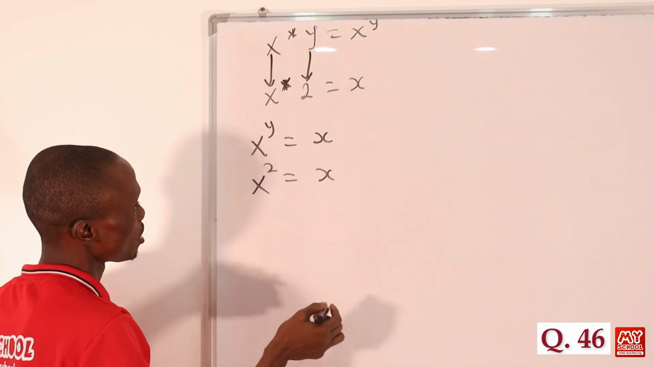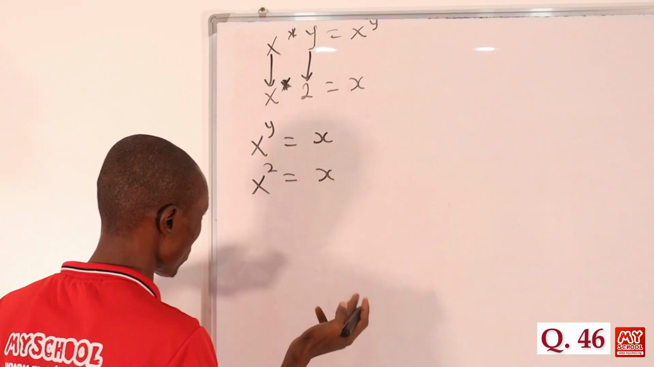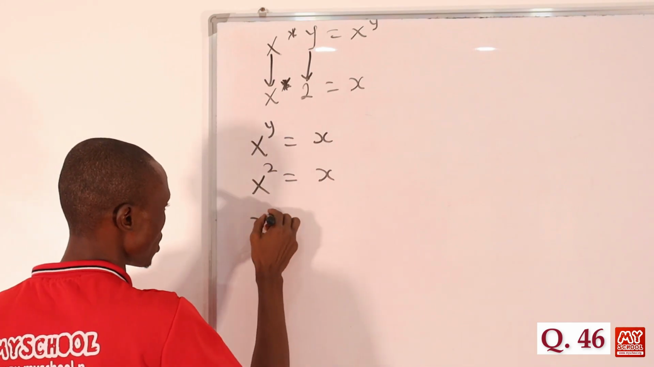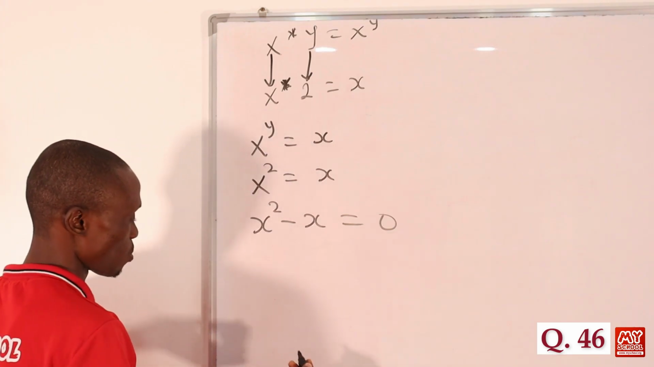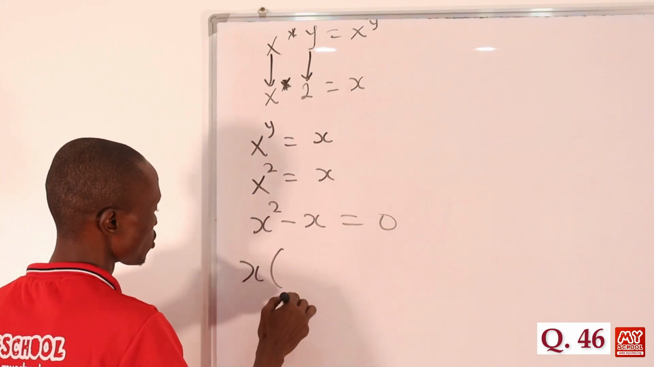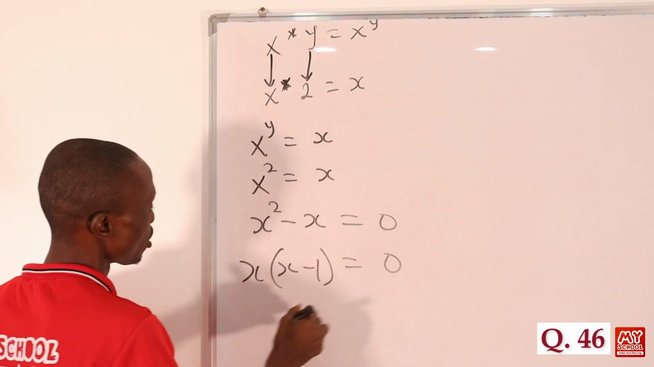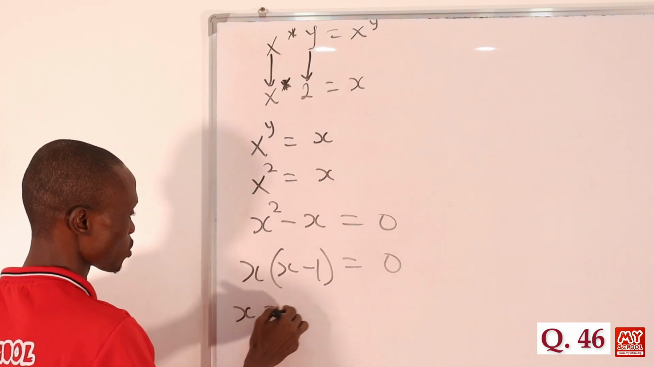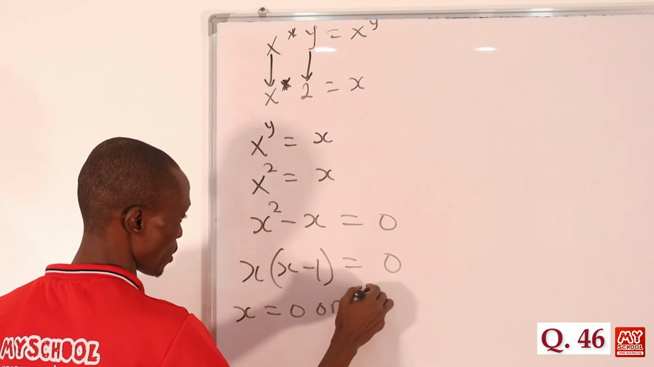We can rearrange this so that we have a quadratic equation. In this case, we have x raised to power 2 minus x equal to 0. We can factor as x times (x minus 1) is equal to 0. So here we can say that x is equal to 0 or x is equal to 1.